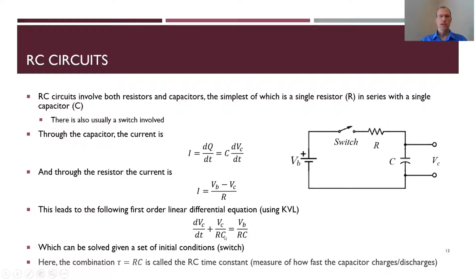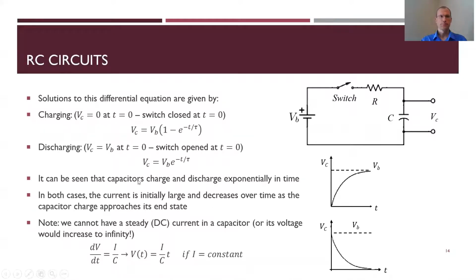And we have this combination R times C that shows up a lot, so we have a special name for that. Call it tau, R times C. It's called the RC time constant. Units of ohms times farads actually gives you seconds, so tau is measured in seconds. That's why it's a time constant. And essentially it's a measure of how fast the capacitor charges or discharges. The smaller the number, the faster it discharges.